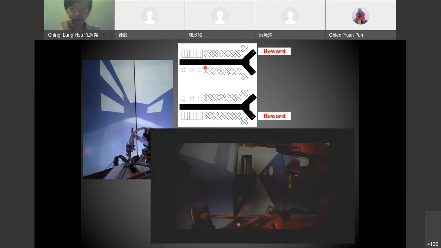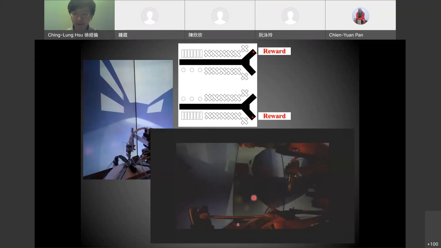So this is what the actual maze looks like. The mouse is here and it's running on the treadmill below it. And you can see the visual scene is displayed in the monitors. And it can recognize the initial cues, like here, the vertical stripes on the right-hand side. So you have to turn to the right in the choice arm in order to collect the rewards.